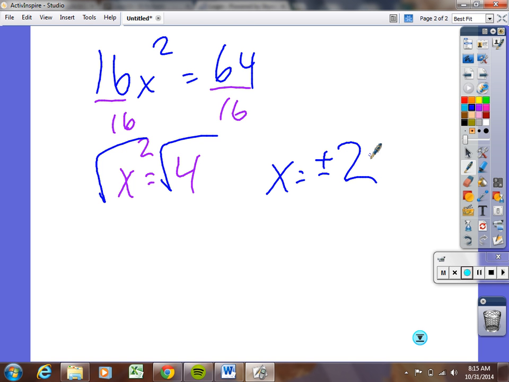So I could do the positive 2. 2 squared, 4. 4 times 16 is 64, isn't it? Beautiful. Sorry, negative 2. Negative 2 squared, 4. 4 times 16 is 64, isn't it? See how I can check my work, right? Everybody there with me? Yeah. All right. Is that too hard? No. That's a majority of your homework right there.